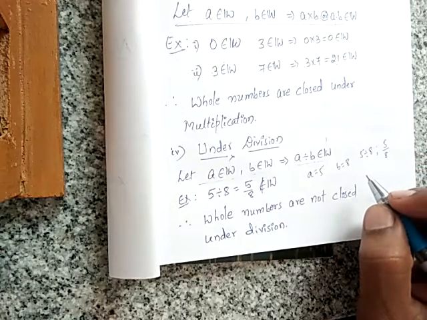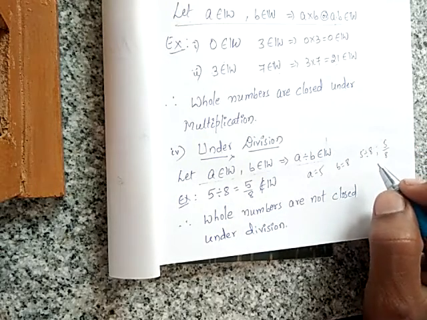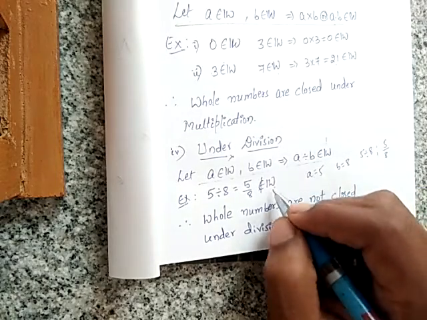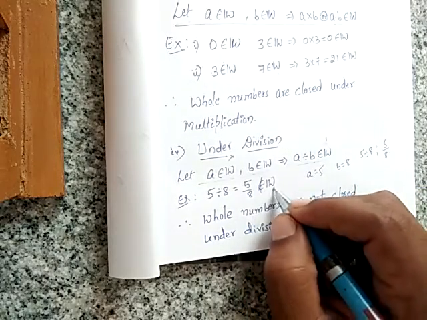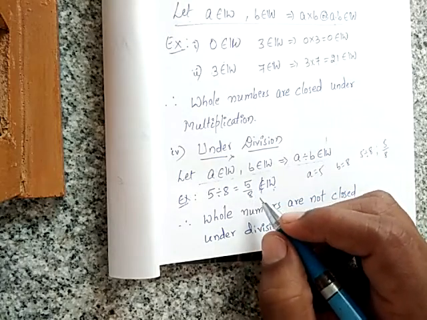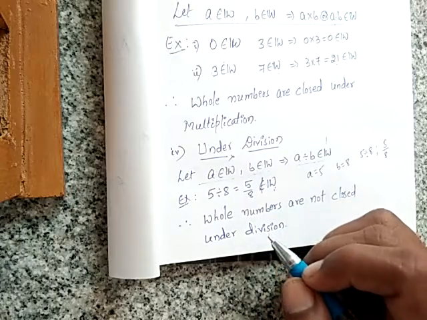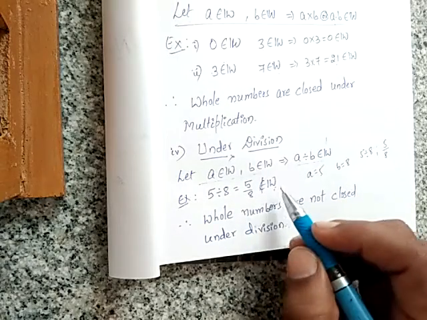5 by 8 is a fraction. So a fraction doesn't belong to whole numbers. So 5 by 8 doesn't belong to W. So only one example I have taken again. If there is only one problem which is not satisfying, then you can say that it is not closed. Okay, so here it is not closed.